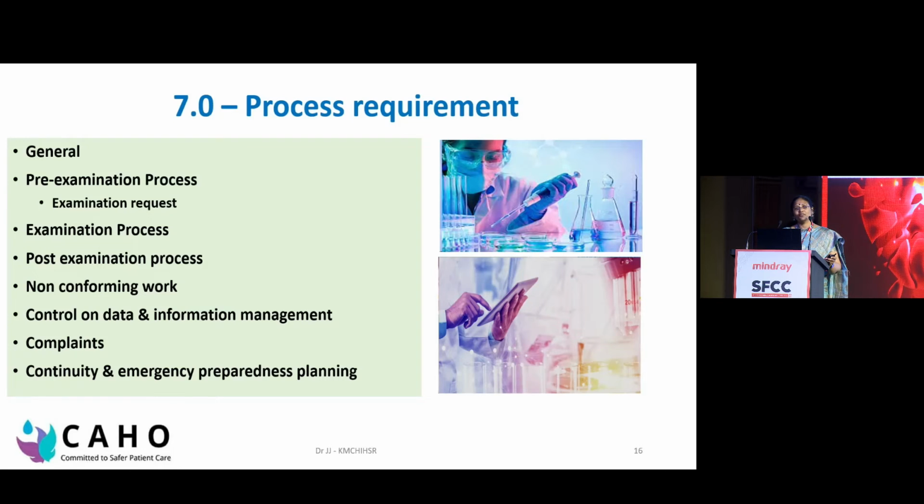The process requirement is on the performance of the test itself, looking at the pre-examination process, where the test request form, the TRF we've been mentioning, is now called an examination request. You can also give an oral request. You need to document the way you will capture the oral request, because you need to know how this is being done. The examination process includes the verification and validation of the test that's been introduced.